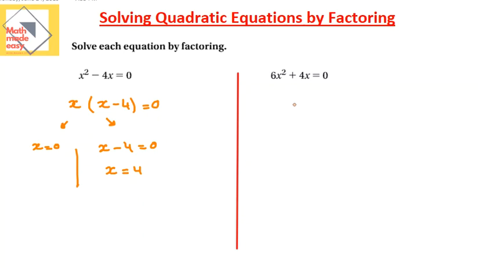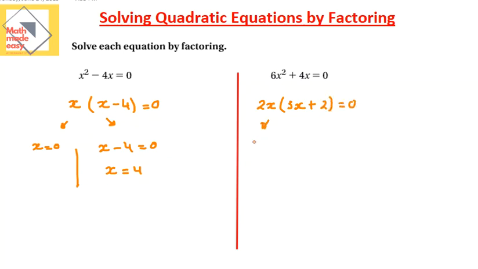Let's look at another one. Again, we're going to use the greatest common factor. I have 6x squared plus 4x equal to 0. Between 6 and 4, I can take 2 as the greatest common factor, and I have x squared and x, so I can also take x as a common factor. What is left is 3x plus 2. How do I know? 6x squared divided by 2x: 6 divided by 2 is 3, and x squared divided by x is x. 4x divided by 2x is 2, equal to 0.